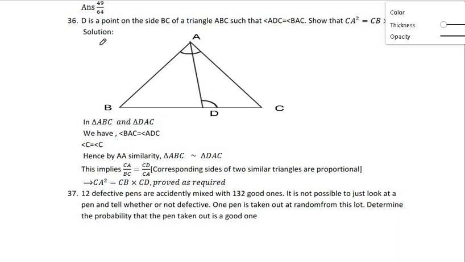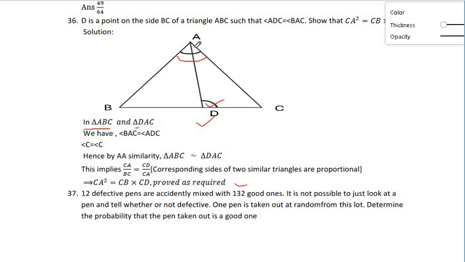Now question number 36. D is a point on side BC, then angle ADC is equal to angle BAC. We have to prove that CA square equal to CB into CD. So here we take triangle ABC first, and second you have to take the corresponding part. Angle A is equal to this angle at D, means ADC, at D. So D will come first, since A is first, D is first.